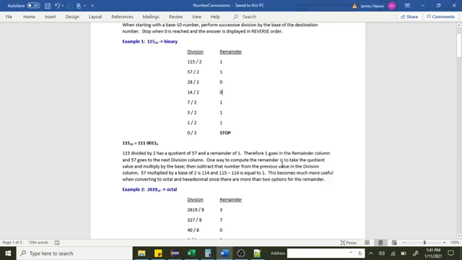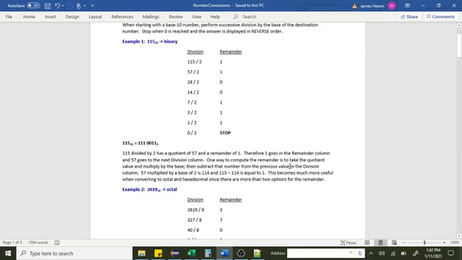So one way to compute the remainder is to take the quotient value, in this case 57, and multiply by the base, so 57 times 2, and then subtract that number from the previous value in the division column. So 57 multiplied by a base of 2 is 114, and then 115 minus 114 is equal to 1. That's how you can calculate the remainder.